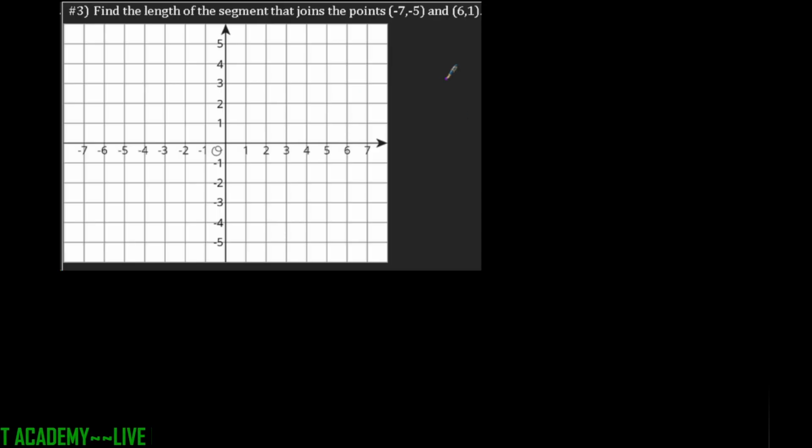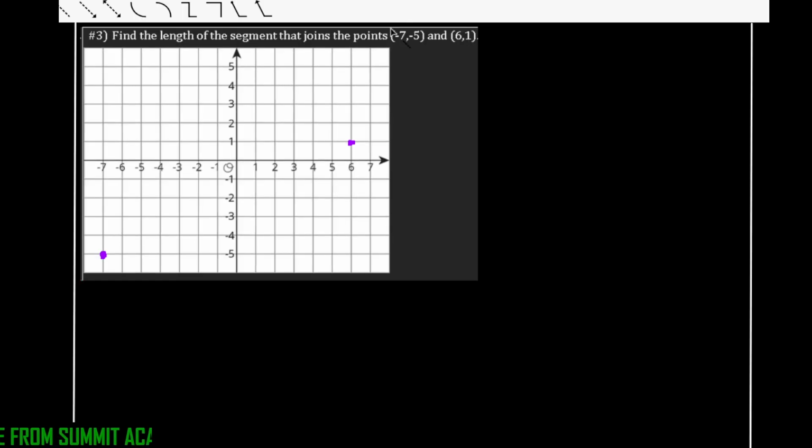For number 3, it says find the length of the segment that joins negative 7, negative 5, and the other point, 6, 1. So let's plot those points out. I'm going to go 7 steps to the left and 5 steps down, plot my point. For the next point, I go 6 steps to the right and 1 step up. And so my line segment is this purple, or pink, line segment.